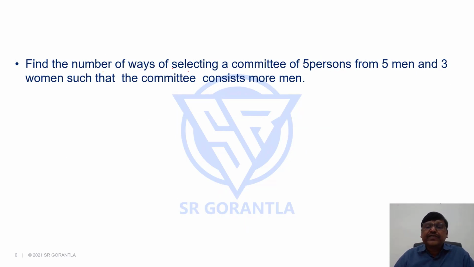Find the number of ways of selecting a committee of 5 persons from 5 men and 3 women such that the committee consists of more men. You should have more men than women. See, now I need a committee of 5 persons and we need more men, which means out of 5 men and 3 women, probably we can have all men. So what are the options I have?